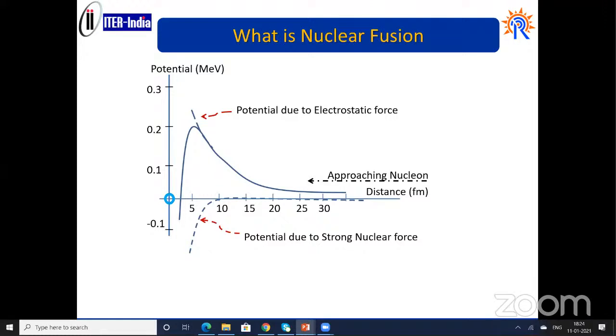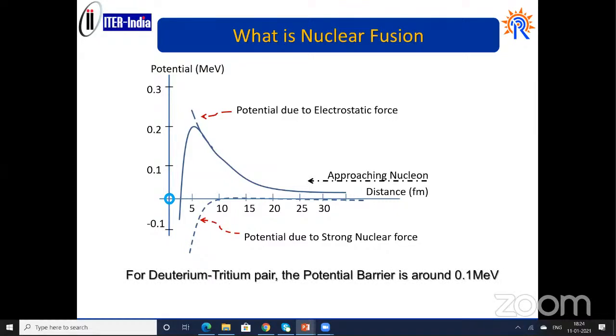When you bring something from a distance, there will be an electrostatic force, which will be a repulsion, but then the strong nuclear force at a very close distance will overtake at some point, maybe around 5 femtometers, and then they collapse onto each other. But then you need to cross the barrier. It is just like you have to go up and up and up the hill before you can jump down. That much energy needs to be gained by any approaching nucleon. And for the deuterium-tritium pair, this is around 0.1 MeV.